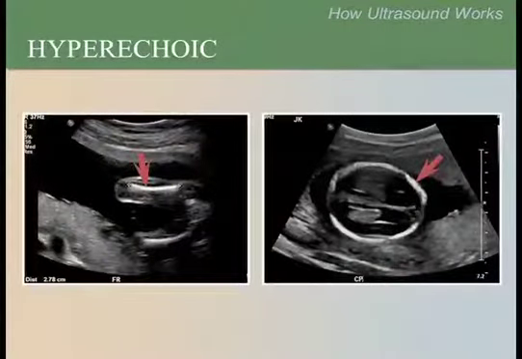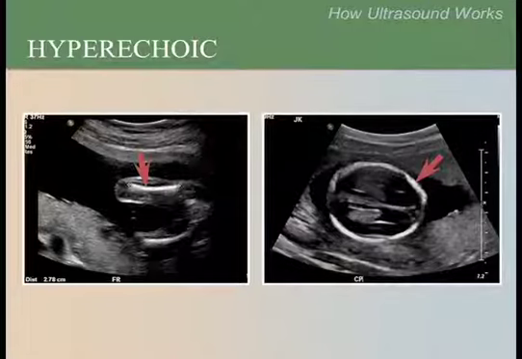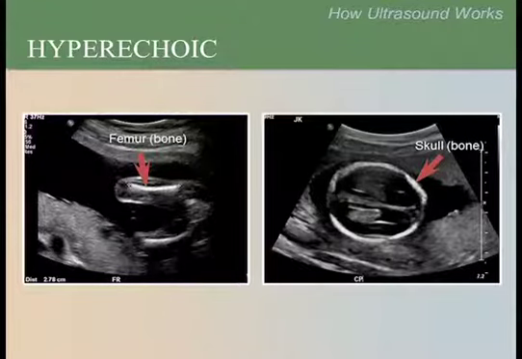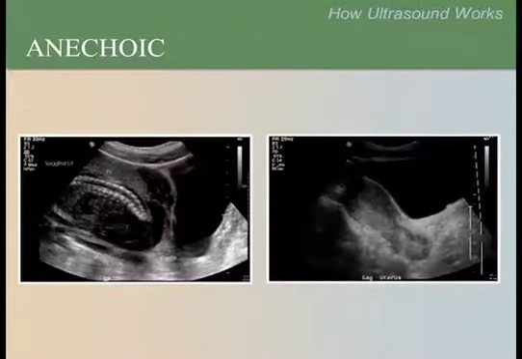These are different views of the fetus. What color are the hyperechoic structures? Hyperechoic structures are white. In these images, they are the skull and femur. If something is anechoic, what does that mean? What color will it look like? Anechoic means there is no echo, so it will appear black.